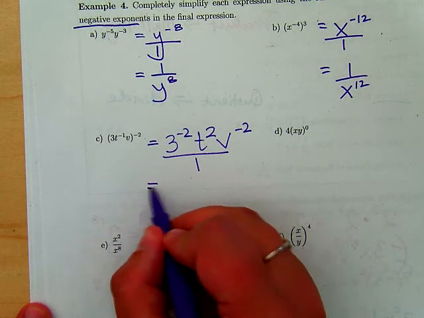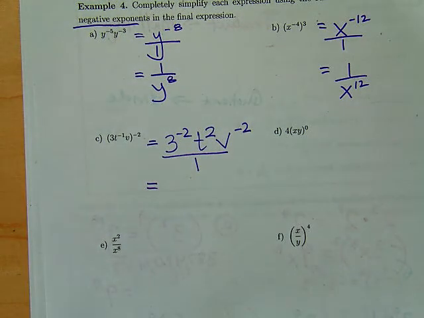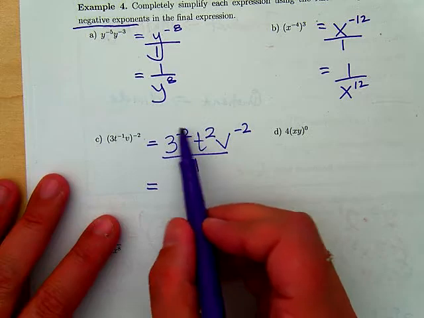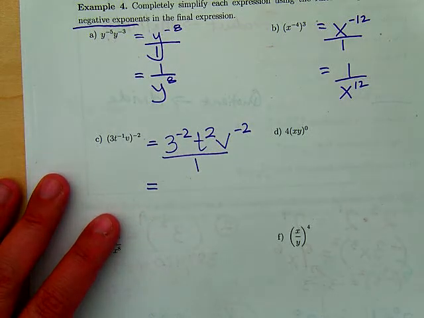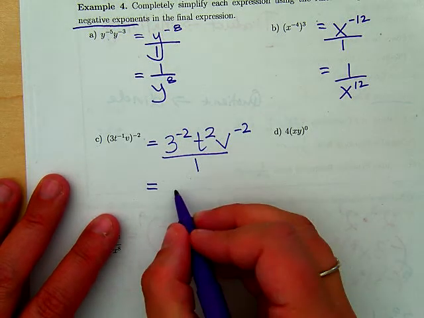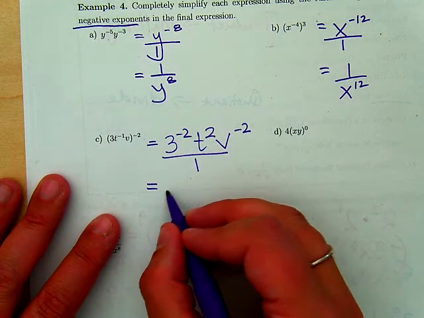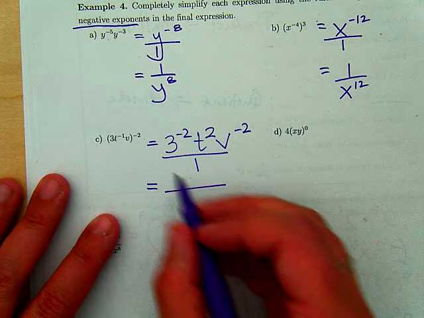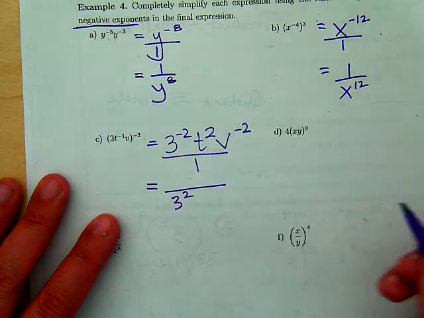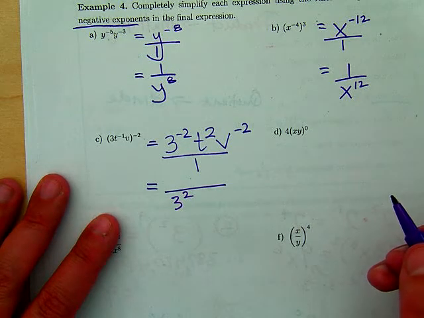Okay, anyone who's negative, I want you to jump ship. You don't have to live together anymore. You know when you have your roommates and you don't get along? Somebody's got to move out, right? So anybody who's negative moves downstairs. So who moves downstairs? 3 squared, right? That's not negative 3. Okay.